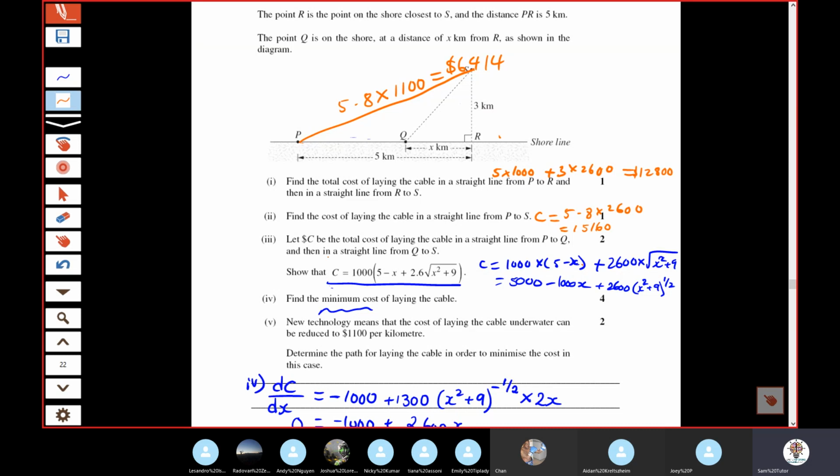PR to RS. PR and then RS would cost 5 times 1,000 plus 3 times 1,100, which is 8,300. So that's silly. You wouldn't do that one. Yep. Agreed. Last one you would try is PQ to QS. Let's try it in blue now. PQ to QS.